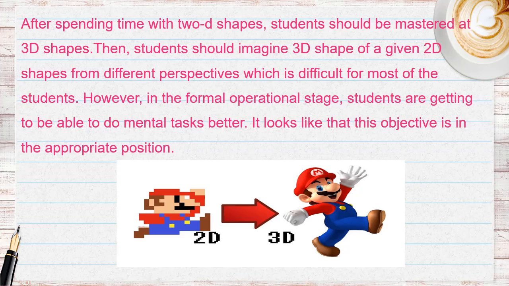After spending time with 2D shapes, students should be mastered at 3D shapes. Then students should imagine 3D shapes of given 2D shapes from different perspectives, which is difficult for most of the students. However, in the formal operational stage, students are getting to be able to do mental tasks better. It looks like this objective is in the appropriate position.